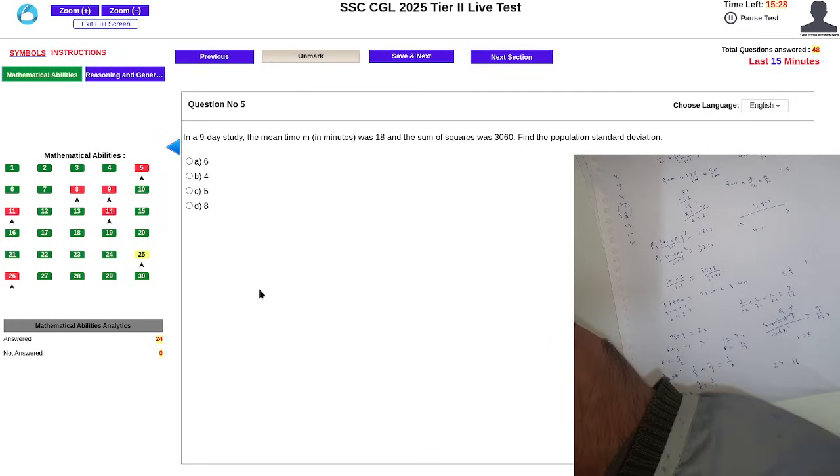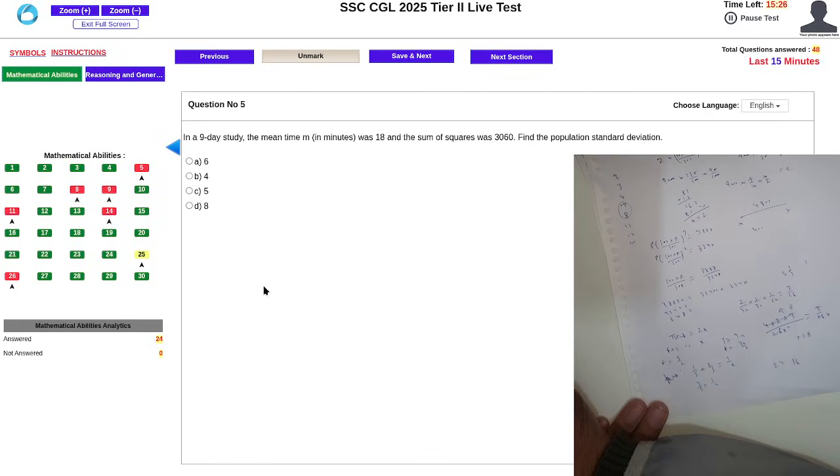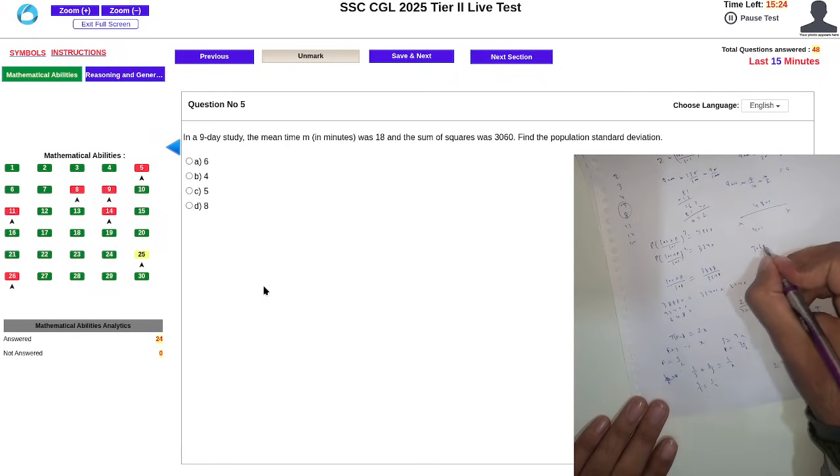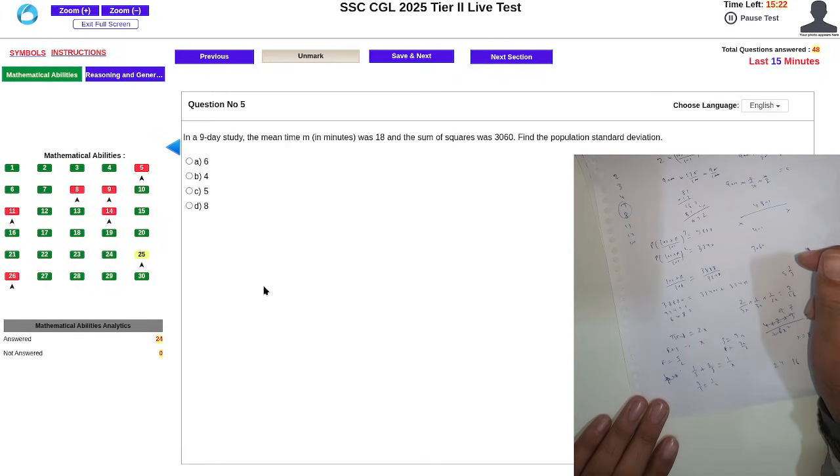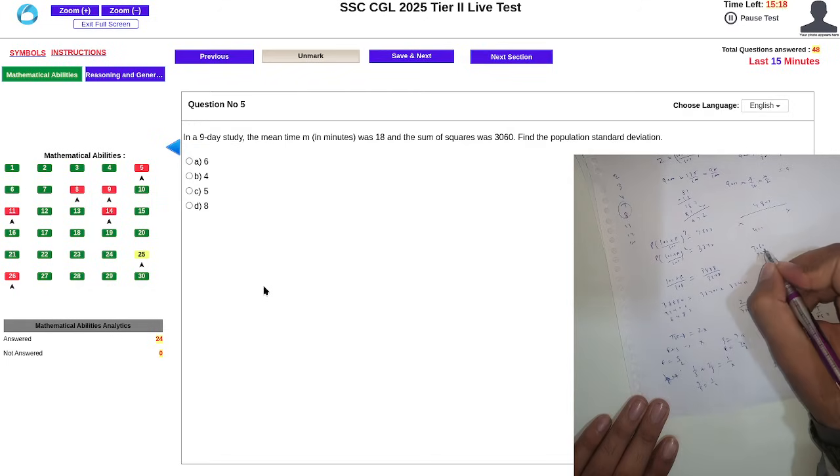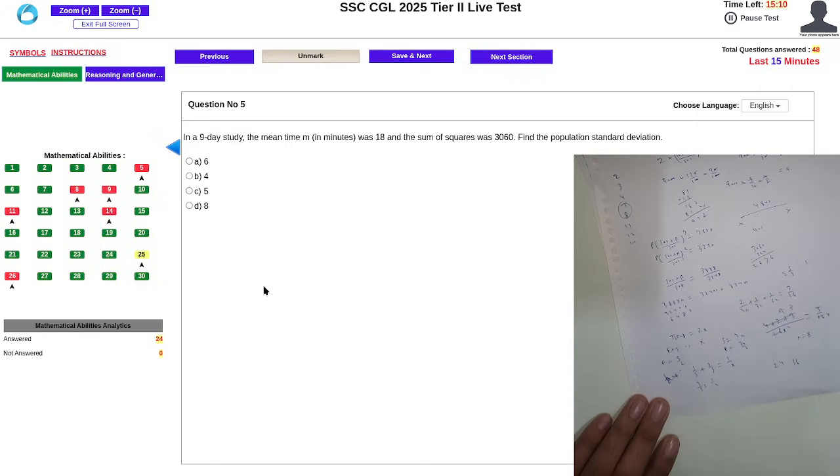The mean was 18 and the sum of squares 3060, the mean 324. रूट 6 3 6 2 6, 3 6, minus 11 2 6 3 6.